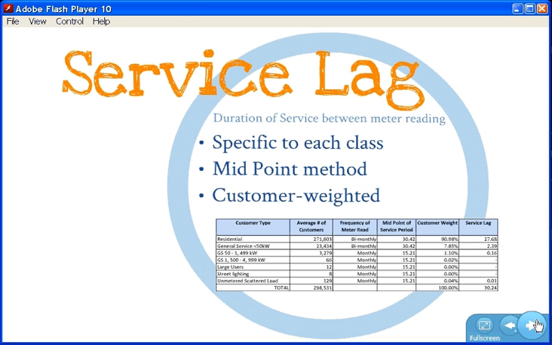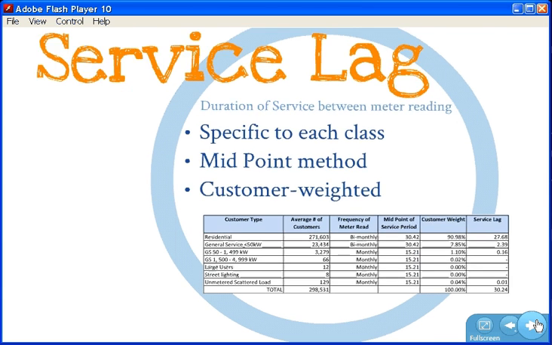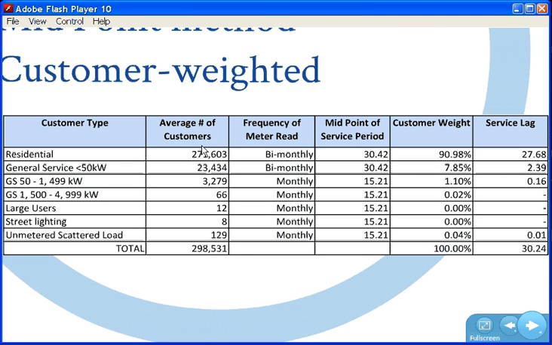Also, you will have to weight the actual service lag per customer class based on the relative importance of each class. So basically, it's customer weighting. In this case, again from Hydro Ottawa, we can see the average number of customers and then the customer weighting, which reflects the actual number of customers. We can also see that the midpoint method more or less averages the start and end date of the service period. In the case of residential, because they're on bi-monthly, the midpoint is about 1 month. And we can see the same for customers on a monthly service. They have their midpoint at about 2 weeks, which is just in between 1 month.